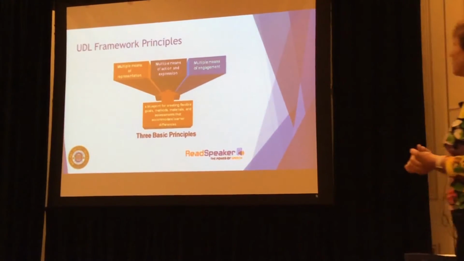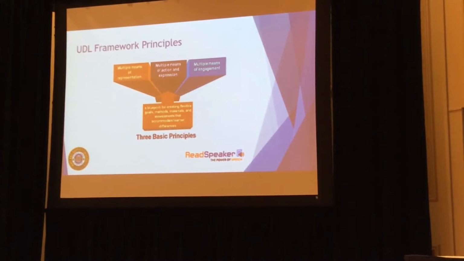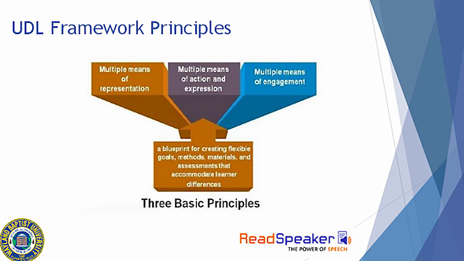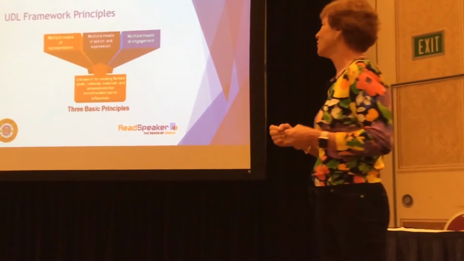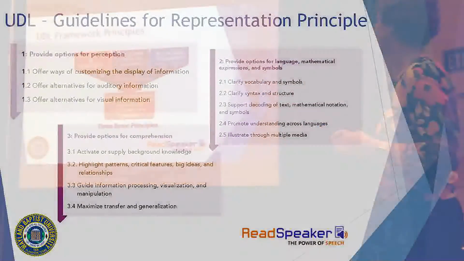So, three basic principles. Multiple means is the key word. Multiple means of representation, multiple means of action and expression, and multiple means of engagement. Representation is what the instructor's putting out there and how they're going to get their materials out there. Action and expression is how the student is going to let you know what they learned, through assessment or assignments or something along that line. And engagement is just that. How are you going to interact and engage? And you'll see pretty quickly that there is some overlap on this.